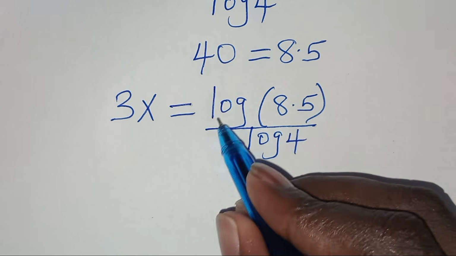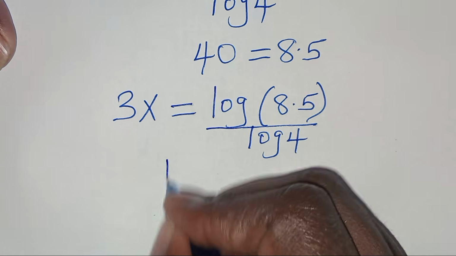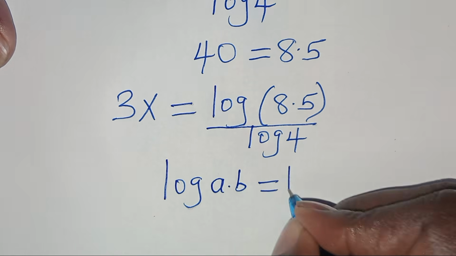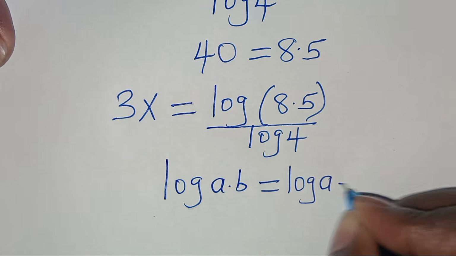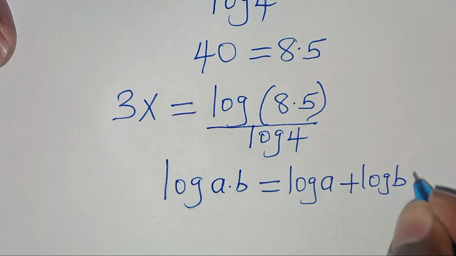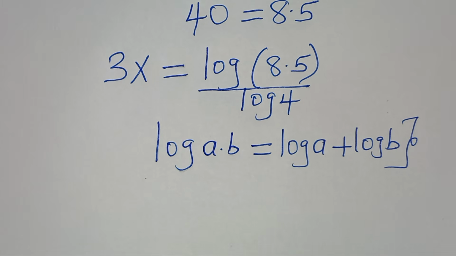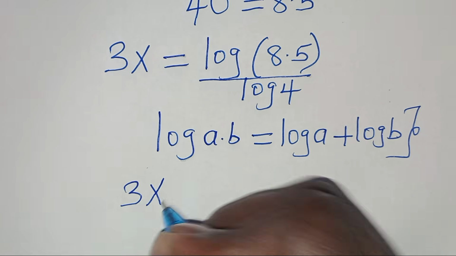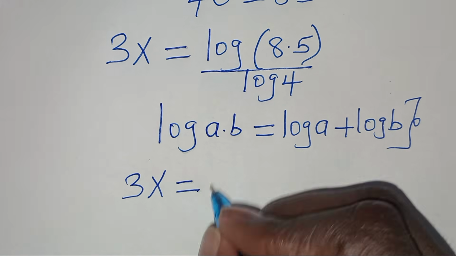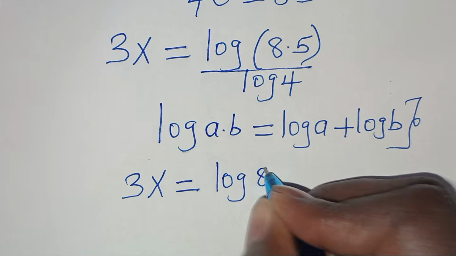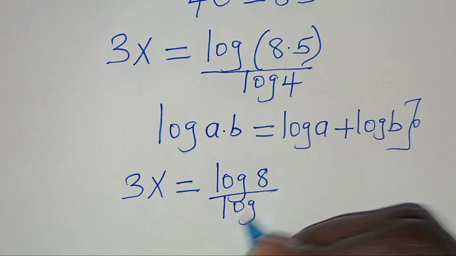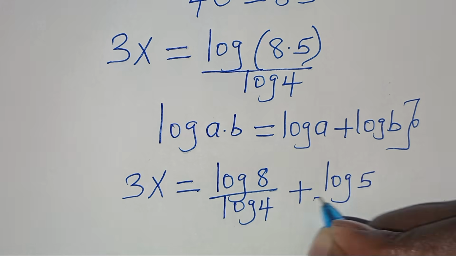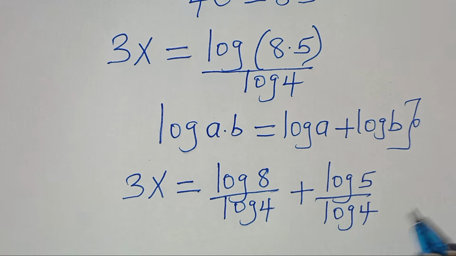Now we have that log 8 times 5 is in the form of log a multiplied by b, which we can express as log a plus log b. Now applying this logarithm property, it follows that we have 3x equal to log 8 divided by log 4, then plus log 5 divided by log 4.